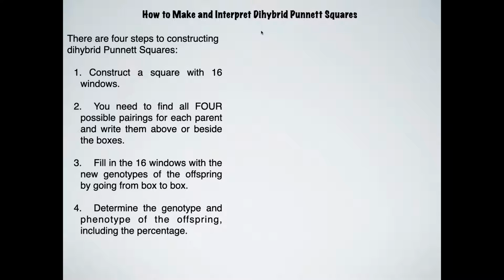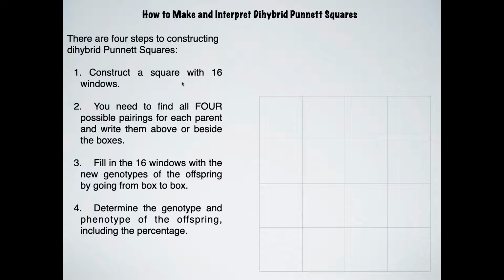Last time we did monohybrid crosses, where we had 4 possibilities. This is an honors class, so you probably assumed we were going to do something a little bit more difficult. So we're going to do dihybrid crosses, where we're looking at 2 traits. You can probably guess there are ones for 3 traits and 4 traits, and it gets ridiculous when you start adding more and more traits together. But we're going to do this with 16 windows in our Punnett square, okay?